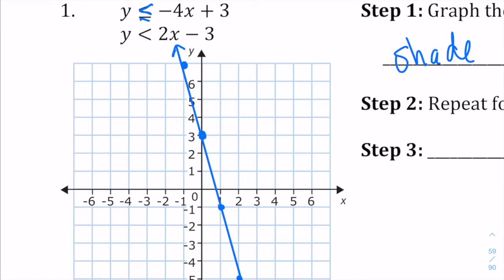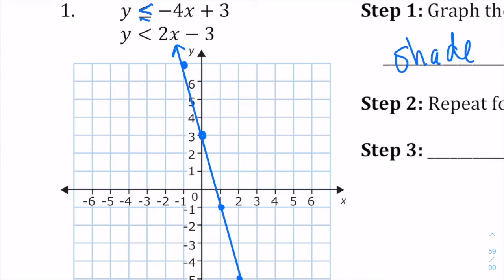Now, if it was just one inequality, we would start shading right away. Some people do like to lightly shade at this point. But I use arrows to do this kind of temporary step, a method I've never seen anyone else do. So it says y is less than or equal to negative 4x plus 3.